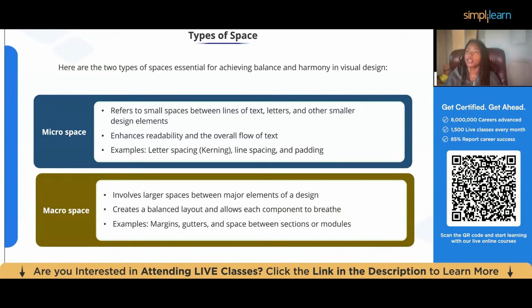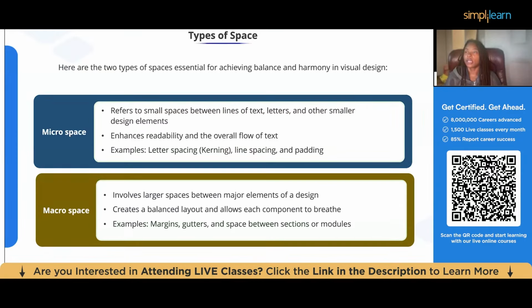First, you have microspace. Then next, you have macrospace. To get into microspace, it's referred to as small spaces between lines of text, letters, and other small design elements. It enhances readability and overall flow of text. Some examples are letter spacing, which is kerning, and line spacing. Line spacing is leading, but we didn't include that here. And then also have padding.